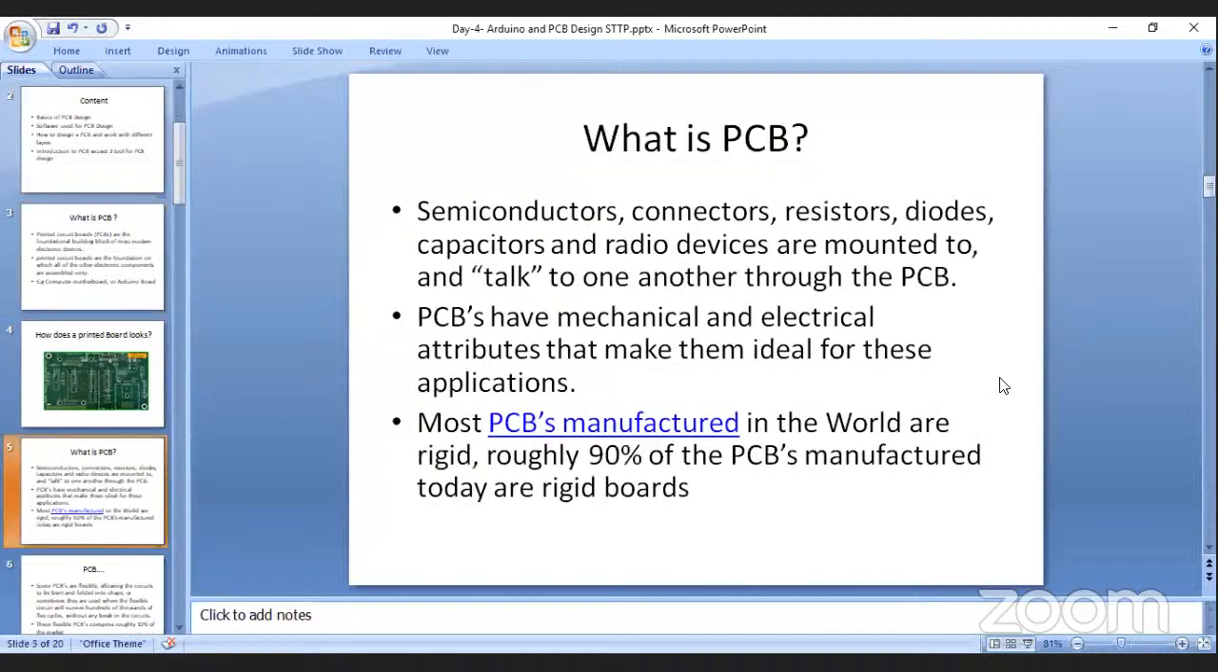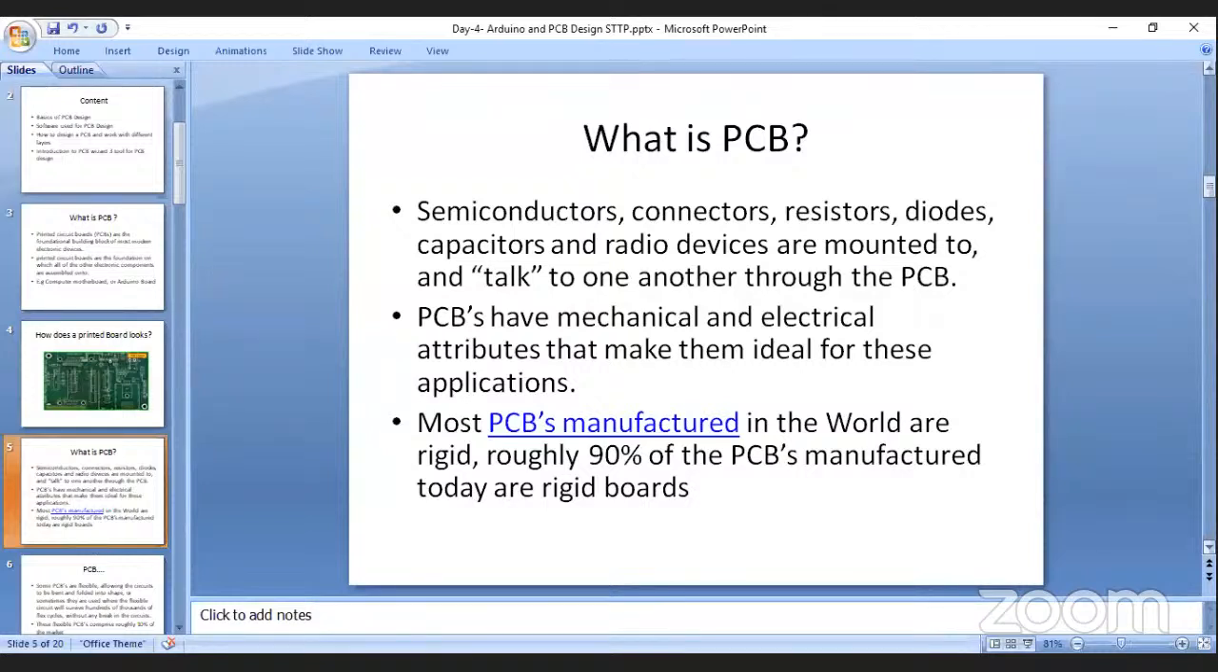So basically semiconductors, connectors, resistors, diodes, capacitors, radio devices are mounted to and made to talk to one another through the PCBs. This line is trying to convey that all the semiconductor devices, connectors, resistors, diodes, capacitors, active and passive components, what we have learned in our academics, are brought together, placed onto a surface, and connected with some copper tracks, or you can say tracks as in wires, right? So this will communicate the information signal from one device to another device, and make it act in the manner for which it is made, right? So this is how these circuit components get connected with each other via the tracks printed onto the circuit board.